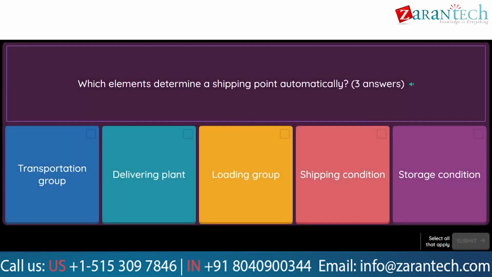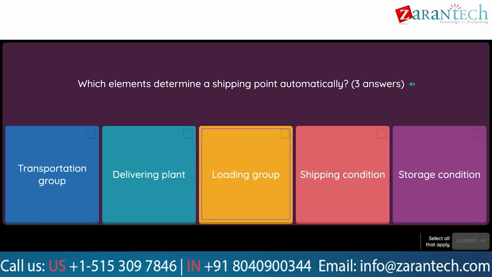Question: which elements determine a shipping point automatically? 3 answers. Option 1 transportation group. Option 2 delivering plant. Option 3 loading group. Option 4 shipping condition. Option 5 storage condition.